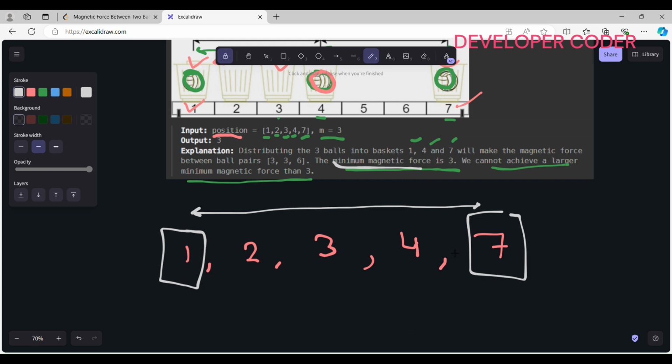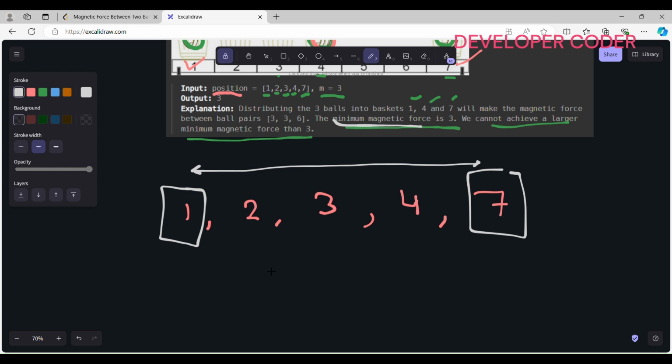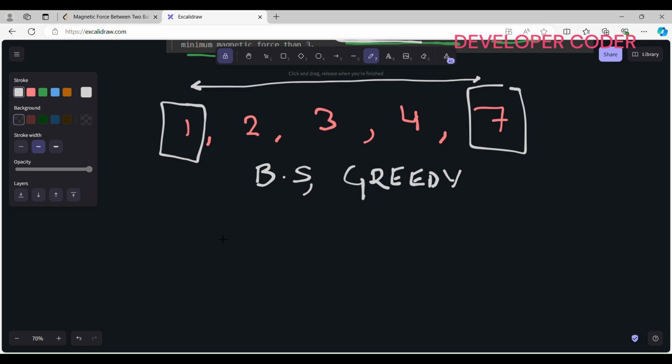From here one thing is clear, that we have to implement a binary search. We have to become greedy. That is why we have to sort our array, right? So after sorting this array, now let's see how we are going to implement the binary search here. The first thing that we need to understand is that if I have 2 balls, this is the maximum distance that I can get. So let's name this maximum distance as right. This is going to be my right.